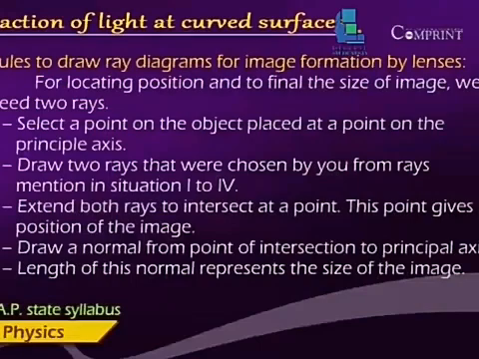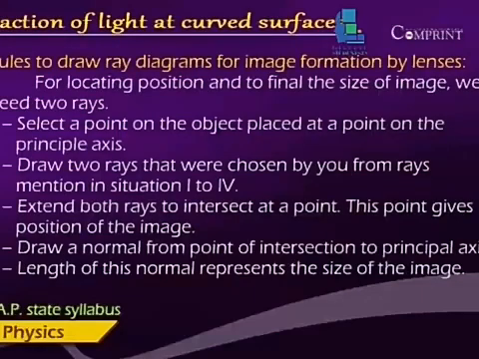Rules to draw ray diagrams for image formation by lenses. For locating the position and the size of the image, we need two rays. Select a point on the object placed on the principal axis. Draw two rays chosen by you from the rays mentioned in situations 1 to 4.